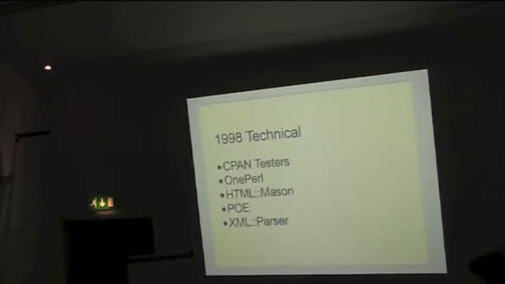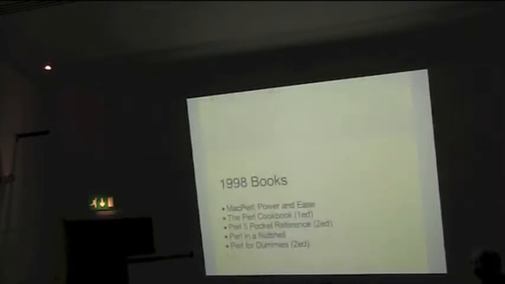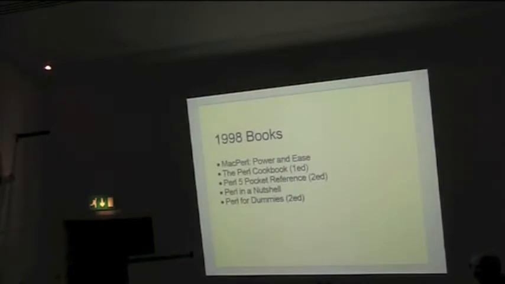Technical. The CPAN Testers got set up. One Perl. Who knows what One Perl is? Oh God, yeah, the unification. They're trying to get it so that you could compile the same Perl on Unix as you do on Windows. And Mac. So, One Perl. One Perl to rule them all. Earliest versions I could find of HTML, POE, and XML parser. And more books. Oh look, Dummies books.